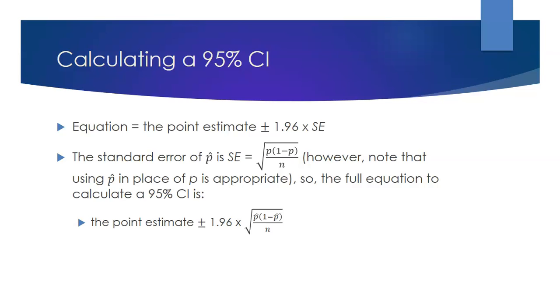So the standard error formula listed there is equal to, and we use the p hat, which is the sample proportion, in place of the population proportion because the population proportion is unknown. So ultimately that makes this formula here down at the bottom: p hat times 1 minus p hat divided by n, and then taking the square root of that. So here's our final formula then for calculating a 95% confidence interval: the point estimate plus and minus 1.96 times the standard error.